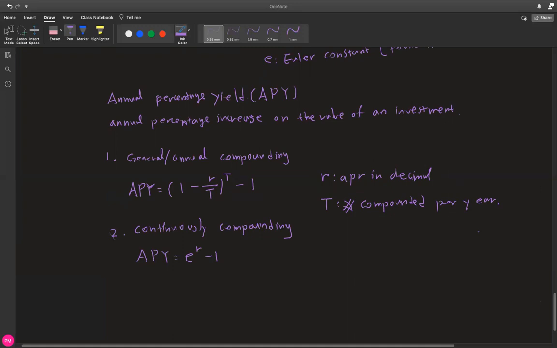One thing to note is that I'm sure all of you remember this, that more frequent compounding yields more interest. So monthly compounding would yield more interest compared to the annual compounding. And continuous compounding will yield the most interest.